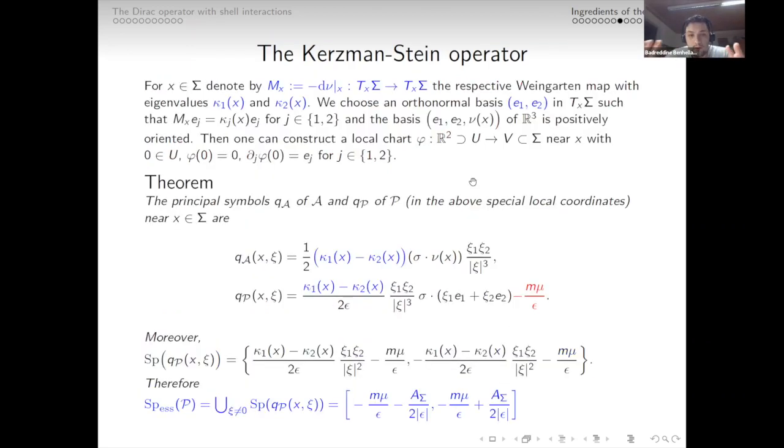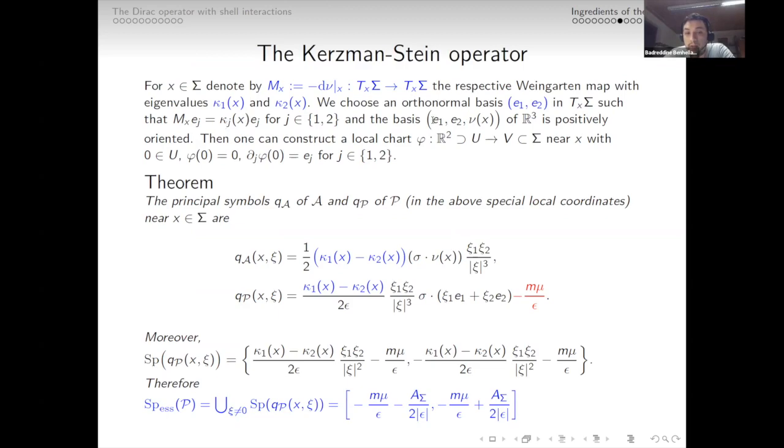Okay, and to do that, we choose a nice local coordinate to simplify the computation as follows. So we pick a point on the boundary, and we denote by mx the Weingarten map. And recall that the eigenvalues of the Weingarten map are the principal curvatures. And then we choose an orthonormal basis for the tangent plane, so that those vectors would be eigenvectors for the Weingarten map associated to each principal curvature.